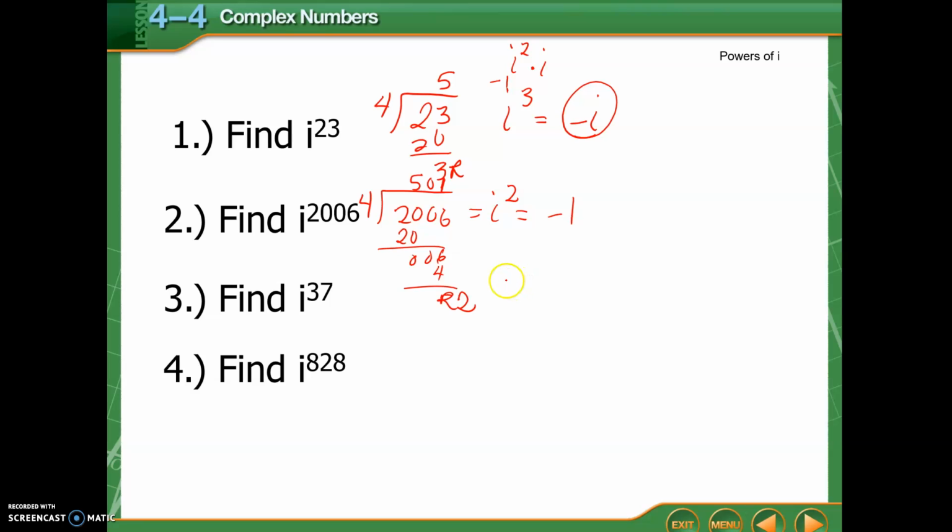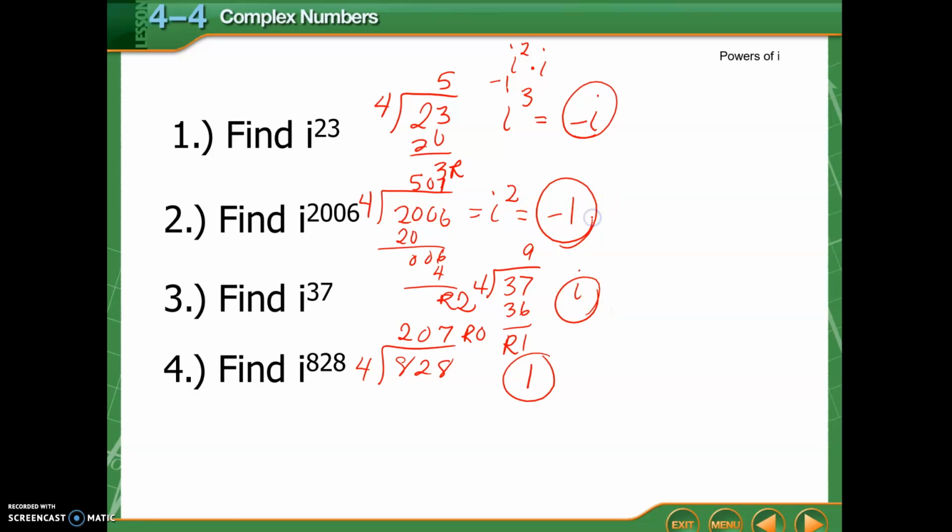And you just keep going. 37 divided by 4 is 9, which is 36, which is a remainder of 1. And that is just i, or i to the 1, which is i. And then same with 828 divided by 4, which is 207, remainder of 0, so this would just be 1. All right, so that is the power of i's. You do have a section on that, just want you to know that.